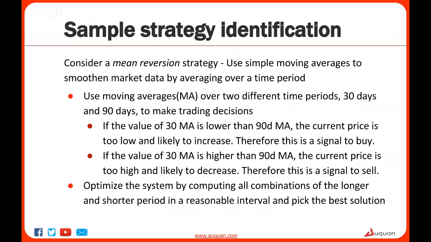Now, I've used 30 days and 90 days here, but these are not necessarily the best values. In this case, you can try to improve your system by computing all permutations and combinations of longer and shorter period in a reasonable time interval, and then picking the best solution. As algorithms become more complex, you will have multiple parameters to optimize. It actually becomes quite challenging to find an optimal set of parameters.